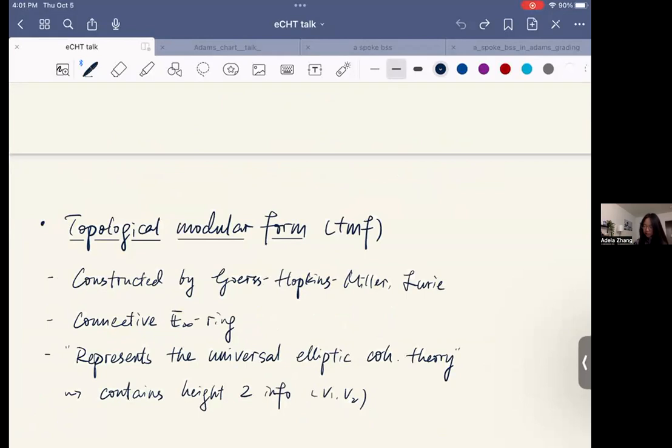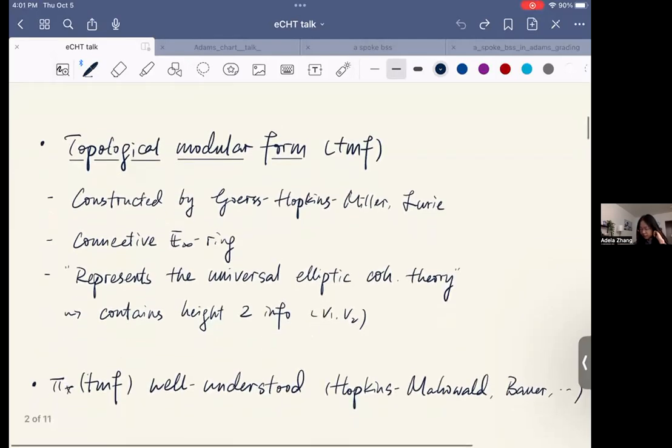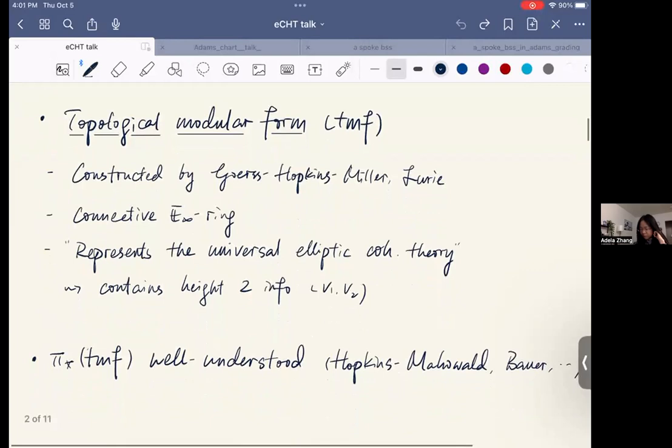As a result, we expect that it should contain some height 2 information, because elliptic cohomology theories are height 1 or height 2. So in particular, its homotopy group should know about v1 and v2. Of course, the homotopy group of TMF was well studied. There were unpublished computations by Hopkins and Mahowald, which were written down by Bauer, and there are many other approaches to compute pi star of TMF.